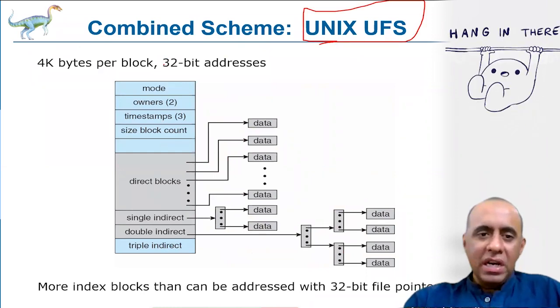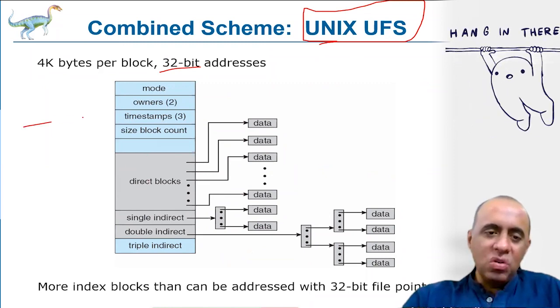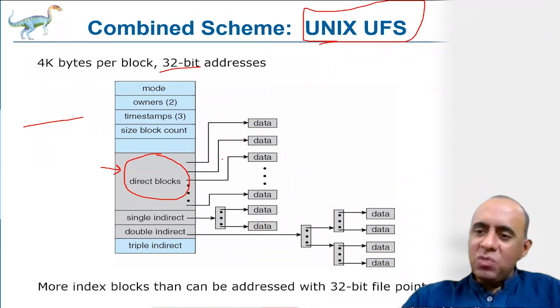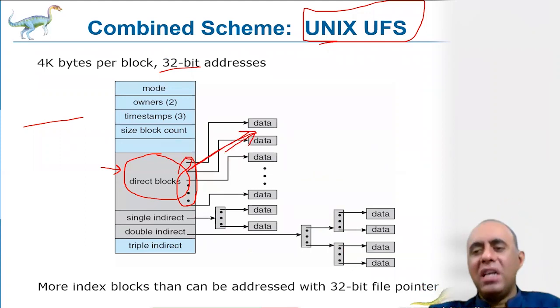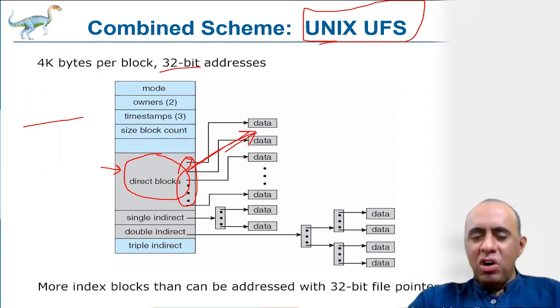Unix has been using these techniques in 32-bit addressing. By the way, this is the file control block, the FCB, and the FCB contains the addresses of the direct blocks in this location. So if it's a very small file, you will maybe have 10, 20 entries of direct logical block numbers over here. This is not even indexing. This is a variant of indexing where the index block is inside the file control block.